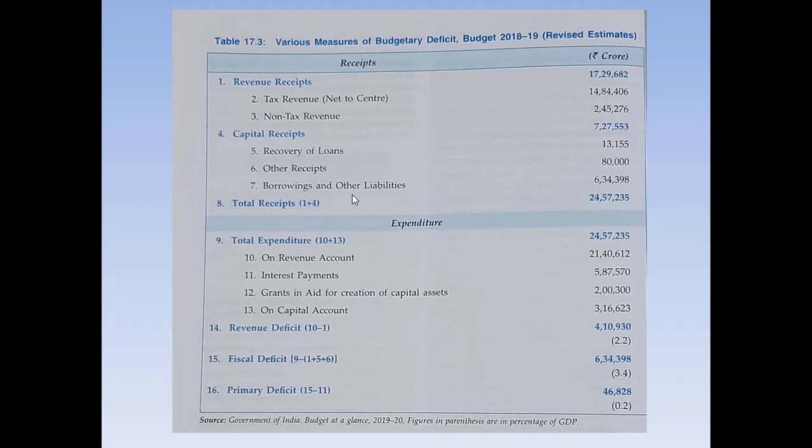And how to calculate the primary deficit now? The primary deficit is equal to fiscal deficit minus interest payment. This is your fiscal deficit, 6,34,398. If you subtract the interest payments, 5,87,570, then you will get the figure of the primary deficit. So this is your general overview of the government budget. This format is a very simple format.